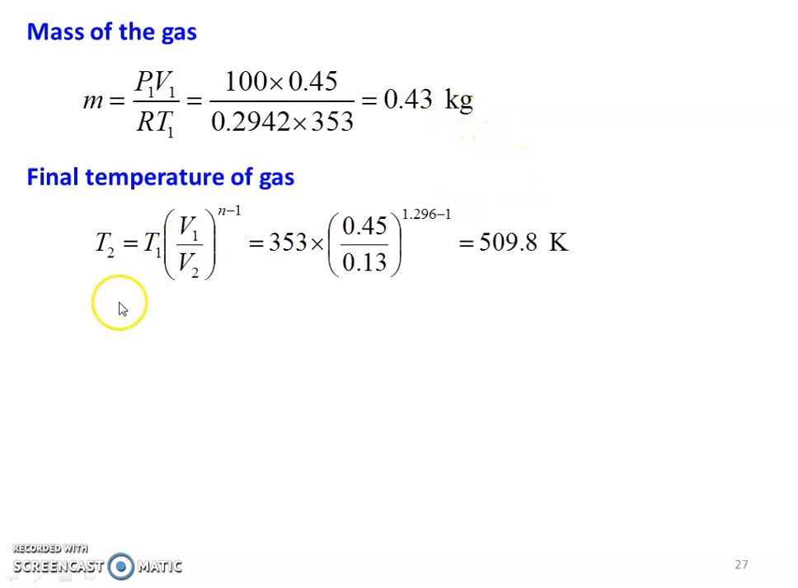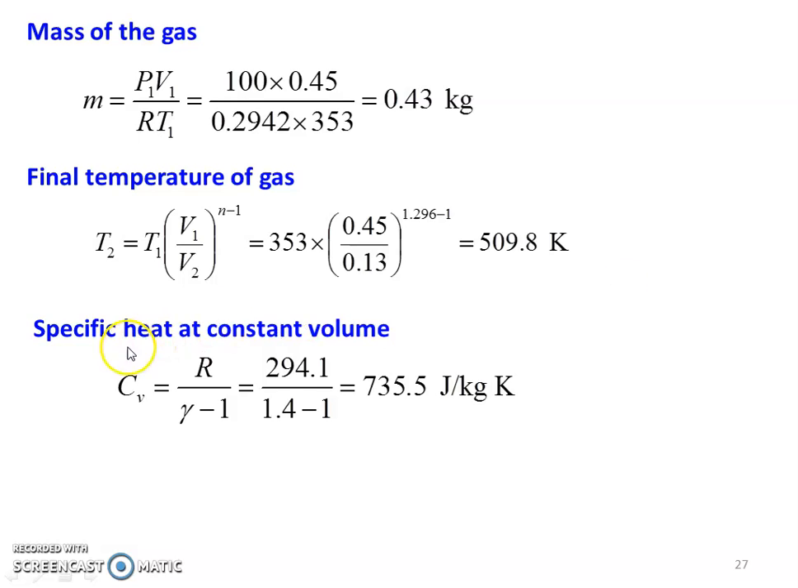Final temperature for the polytropic process. The relation between temperature and volume, T2 by T1 equal to V1 by V2 to the power n minus 1. So T2 equal to T1 into V1 by V2 to the power n minus 1, that is 353 into 0.45 divided by 0.13 to the power 1.296 minus 1. Calculating, we get 509.8 Kelvin.